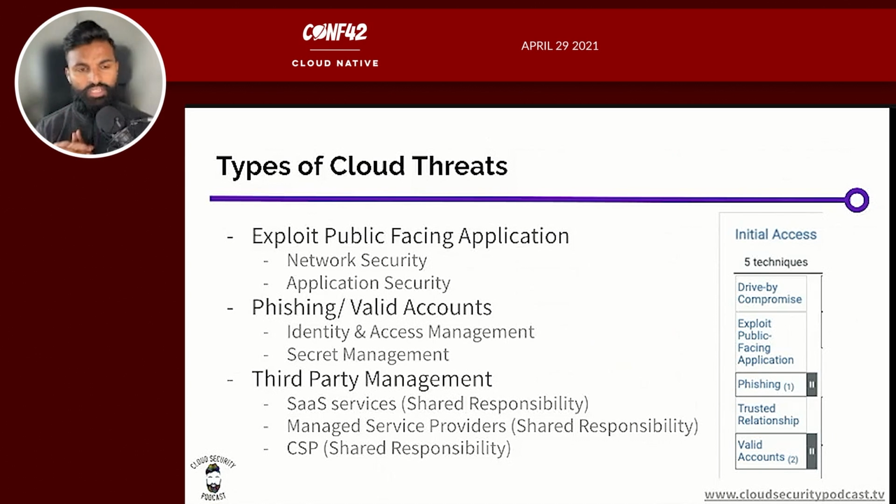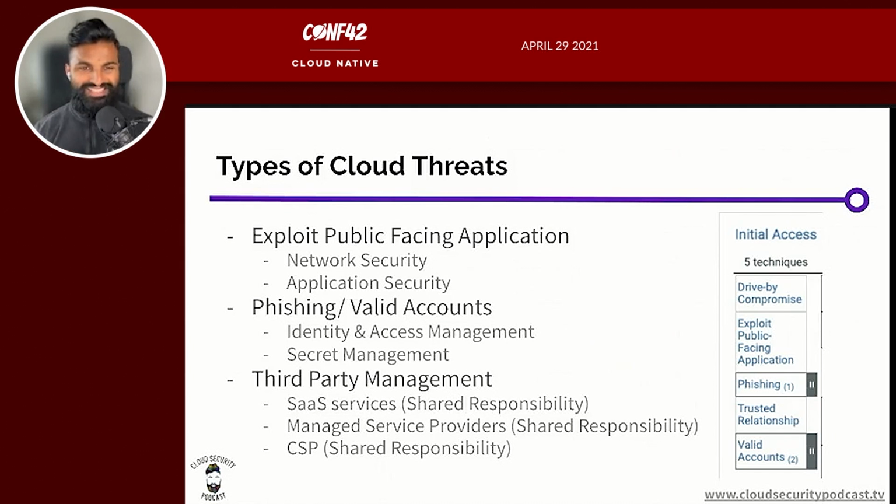Public-facing applications are usually around application security and network security. Remember the conversation about one network that I had just before? And application security is the application which is hosted inside that network. An accidental S3 bucket being made public, or a Google Cloud bucket being made public, are scenarios for public-facing applications. There's another scenario where you could have a Kubernetes cluster's API open to the internet as well. Someone's able to use that and escape out. That brings me to point number two, which is phishing, identity access management, and secret management.